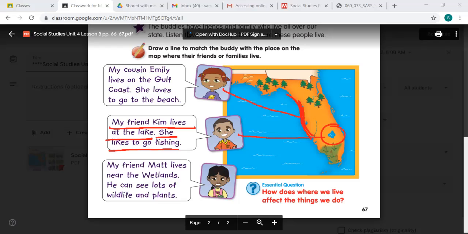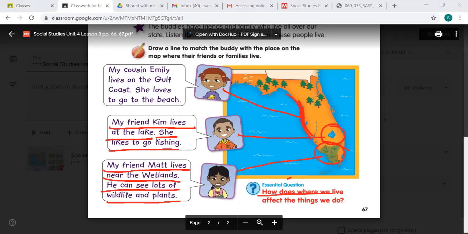All right, our last buddy says, my friend Matt lives near the wetlands. He can see lots of wildlife and plants. So do you remember where the wetlands are on this map? There's a lot of water on this land, so you're going to see a lot of plants. And when there's water and plants on the land, you're going to see a lot of animals. Right here, this is the wetlands.